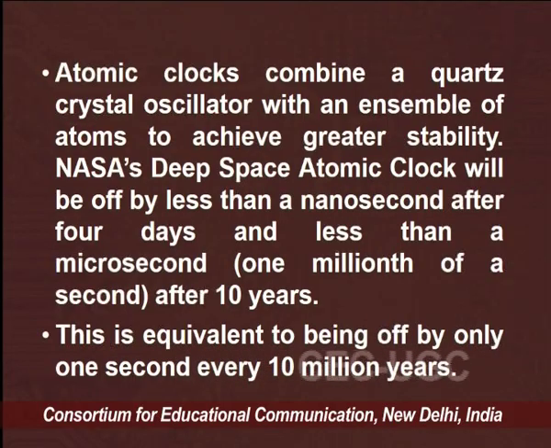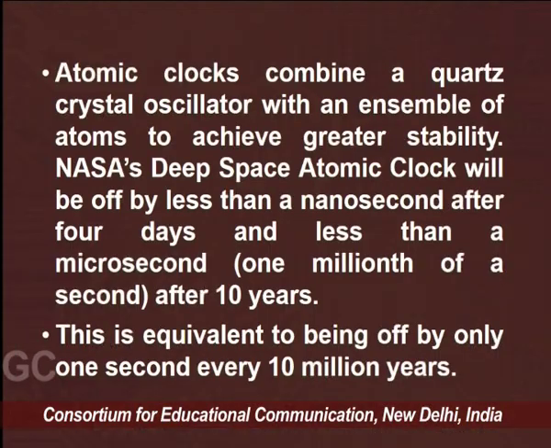So, atomic clocks combine quartz crystal oscillators with an ensemble of atoms to achieve greater stability. How can we make it most precise, and how can we get the accurate distance of the spacecraft or the satellite by using the atomic clock, when it is combined with quartz crystal oscillators with an ensemble of atoms to achieve greater stability? One of NASA's atomic clocks, the NASA Deep Space Atomic Clock, will be off by less than a nanosecond after 4 days and less than a microsecond after the 10 years. This is equivalent to being off by only 1 second every 10 million years.